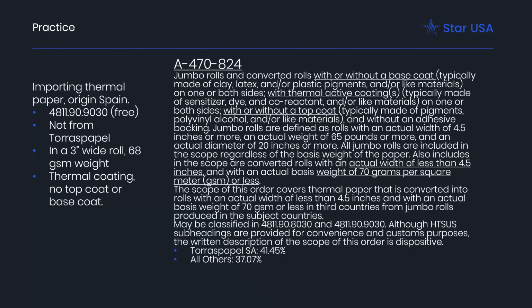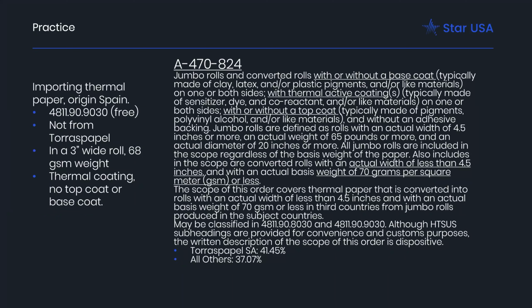Okay, so say you're bringing in some thermal paper from Spain, and you know the HTS, you know that it's duty free. You can then look up Spain and see if they have any anti-dumping cases. They do. They have one on paper either in jumbo rolls or converted rolls. And then it goes through a whole bunch of specifics. So you would need to get from your purchasing or engineering, does it have a base coat? Does it have a thermal active coating? Yep, okay, ours has thermal coating. Doesn't have a top or a base coat. Unfortunately, that means it's still within the scope of the order.